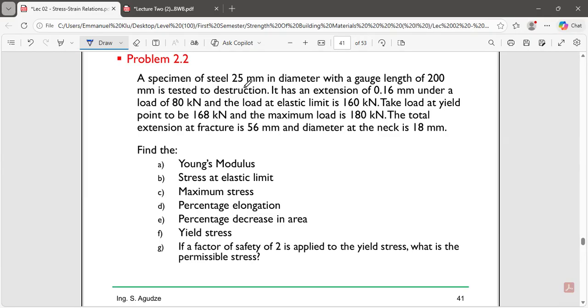A specimen of steel 25 millimeters in diameter with a gauge length of 200 millimeter is tested to destruction. It has an extension of 0.16 millimeter under a load of 80 kilonewton, and the load at elastic limit is 160 kilonewton. Take load at yield point to be 180 kilonewton and the maximum load is 180 kilonewton.